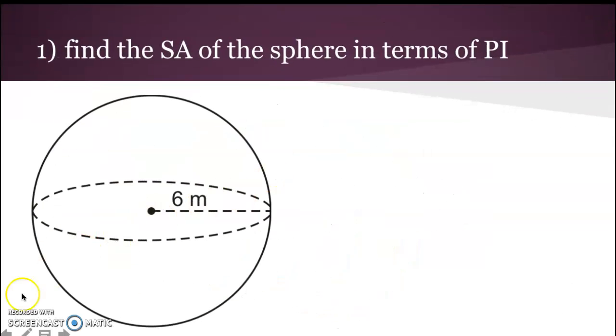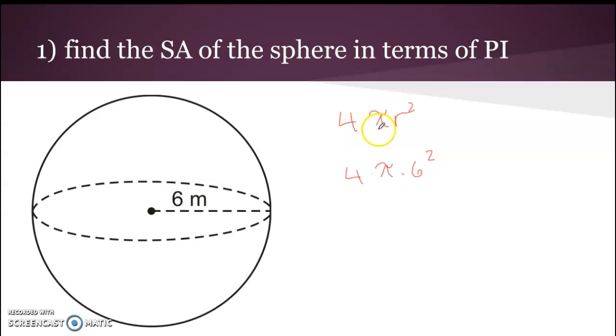All you need is the radius. And in this question, it says find the surface area. We're going to leave it in terms of pi. So it's 4 circles, and then it's 4 times pi times 6 squared. That's all it is. 4 times pi times 6 squared. Leave it in terms of pi means do not enter my pi sign.